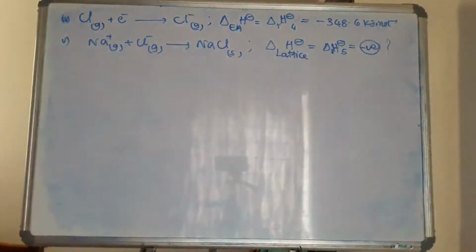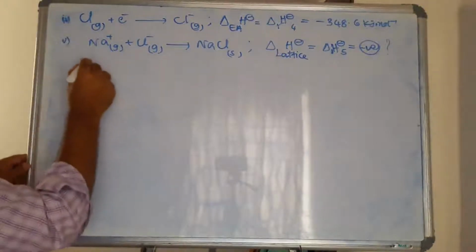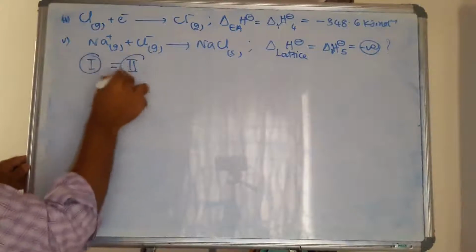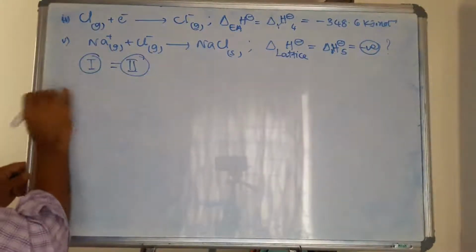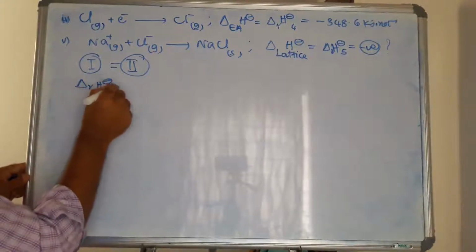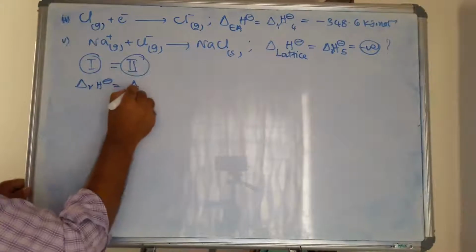Now all these we have to add. When we know that Roman letter 1 is equal to Roman letter 2, this is a single step, this is a series of steps. In this, the enthalpy of reaction is equal to which one? All these enthalpies added together.